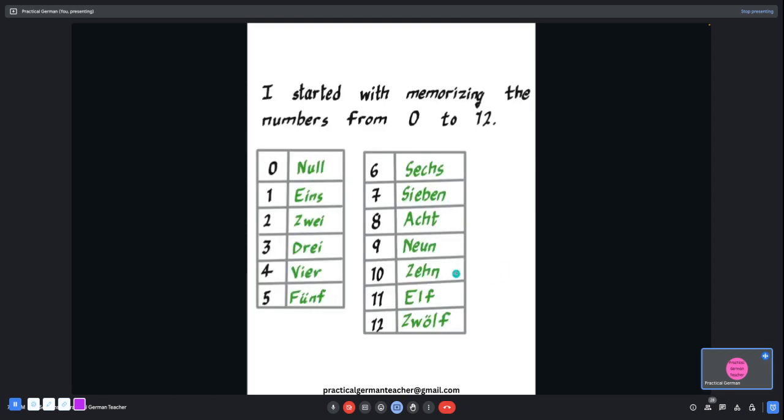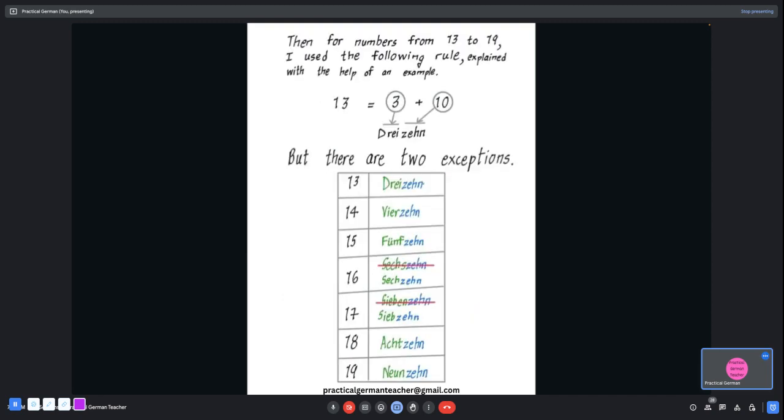So in the beginning, some things you have to learn by heart. So you start with null, eins, zwei, drei, vier, fünf, sechs, sieben, acht, neun, zehn, elf, zwölf. Okay, just learn it. Sing this when you are in the shower, whatever you're doing. Just learn these things by heart. Once you have done that, 0 to 12, then from 13 to 19, there's this formula.